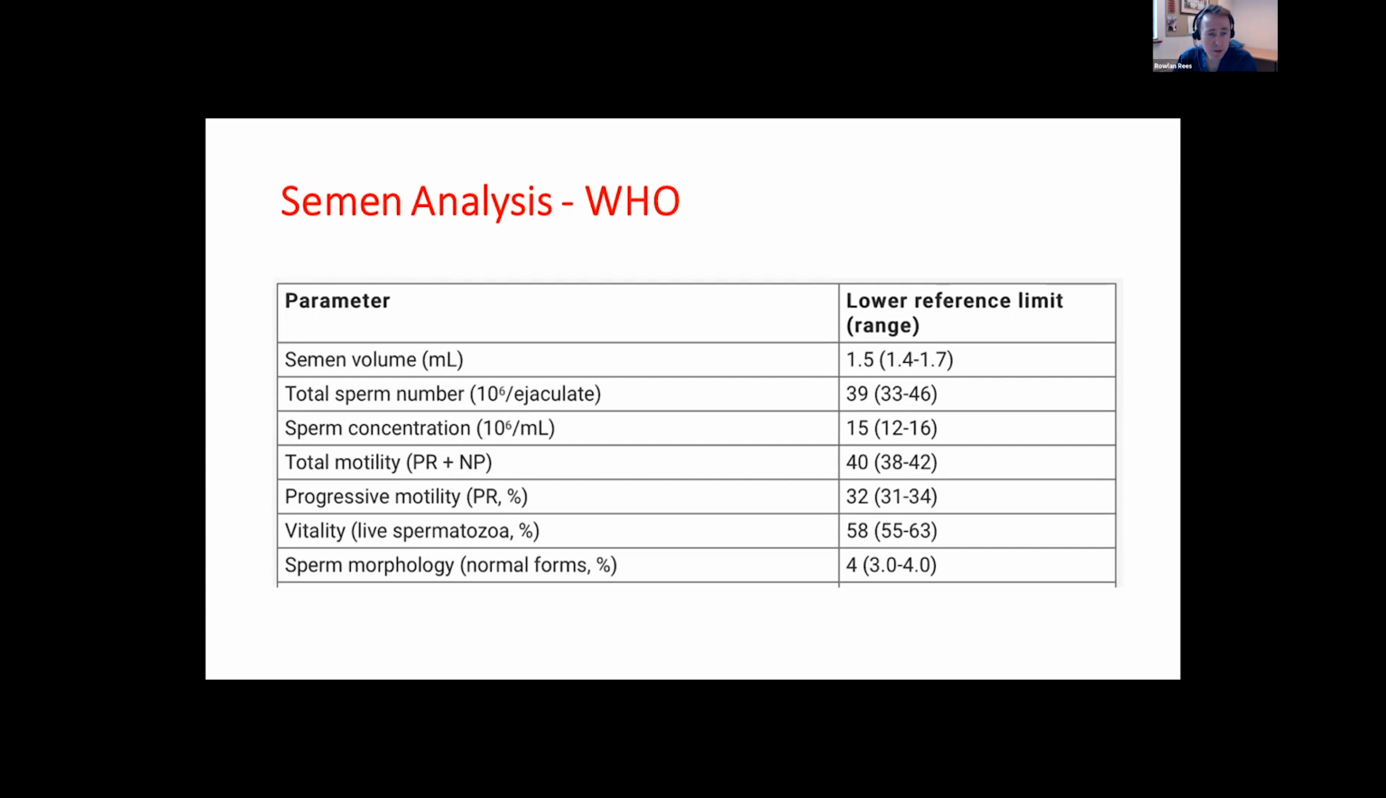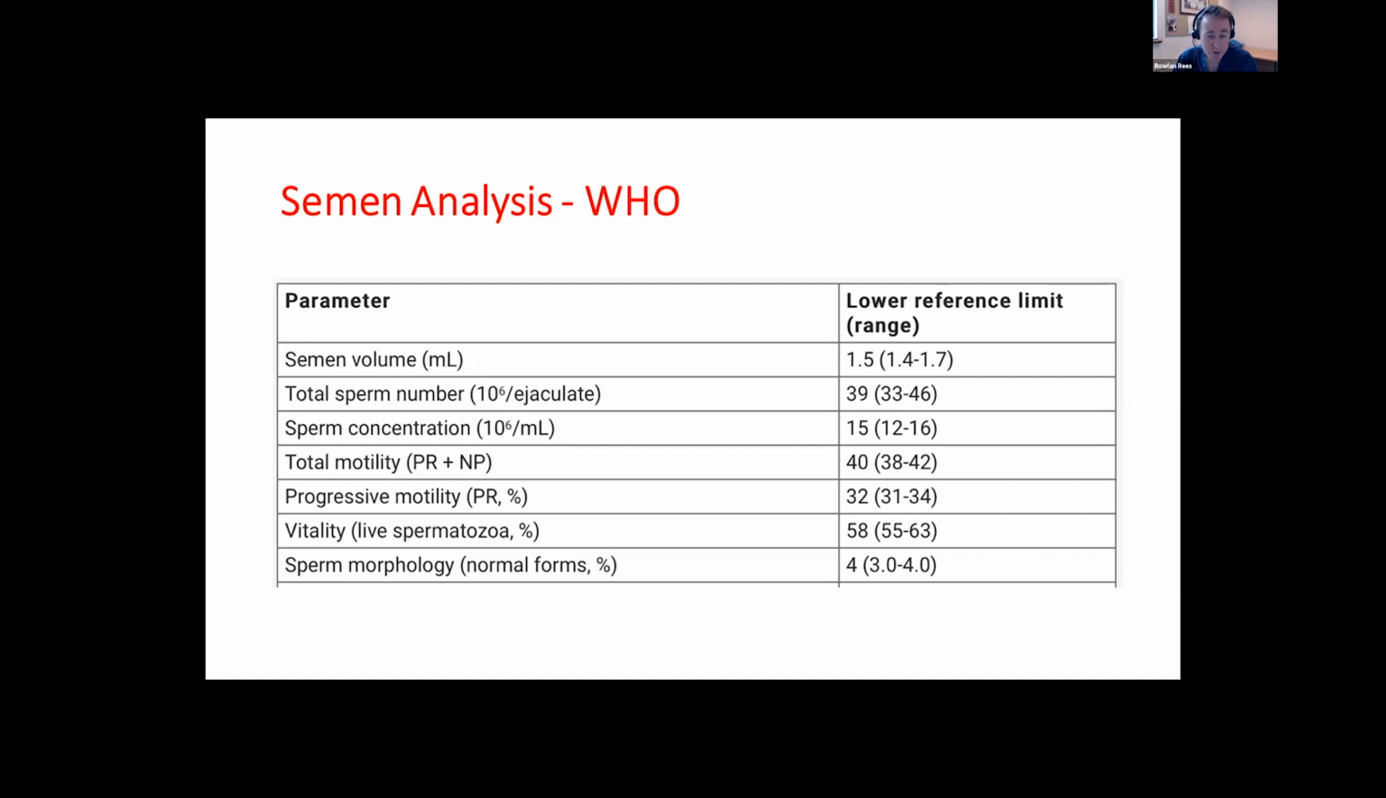Now, the World Health Organization has published several updates on the reference ranges. The current reference range specifies that we need a 1.5 mils semen volume. We need a concentration of 15 million per ml. And progressive motility needs to be 32% of sperm or more. And then the morphology at the bottom there, we need 4% normal forms, which sounds like a very small number, but actually, obviously the concentrations and the total number of sperm is very high.